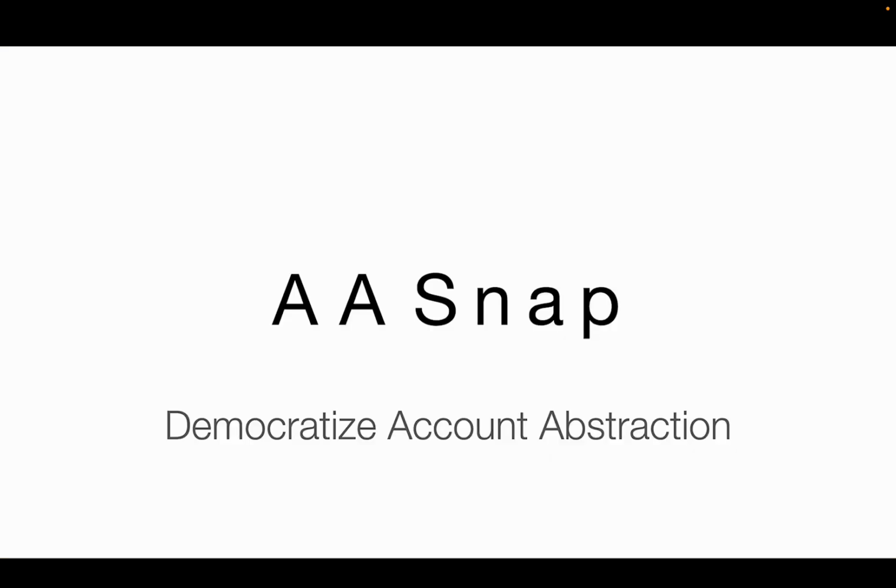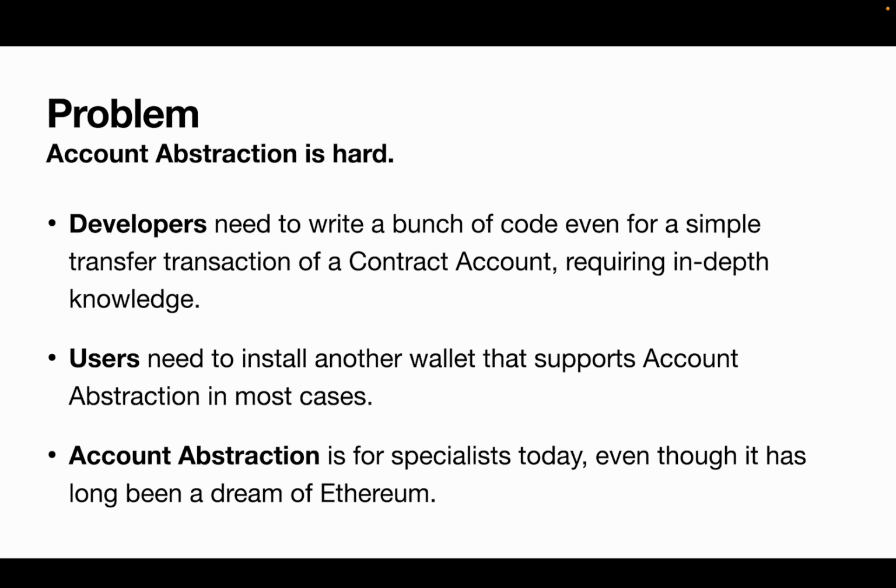We built ETHInSnap, a MetaMask snap, the easiest tool to integrate and use account abstraction. With ETHInSnap, we democratize account abstraction. Currently, like GKP, account abstraction is only for a few specialists. It is very hard for developers and users to use.